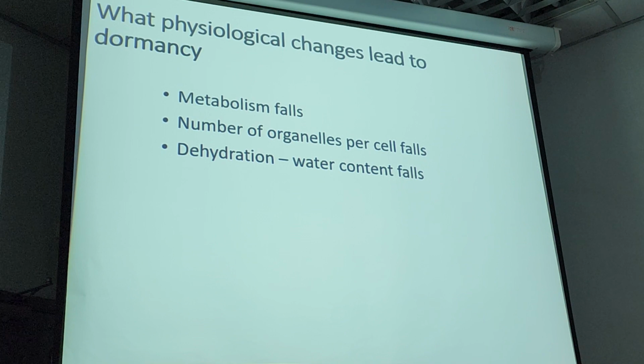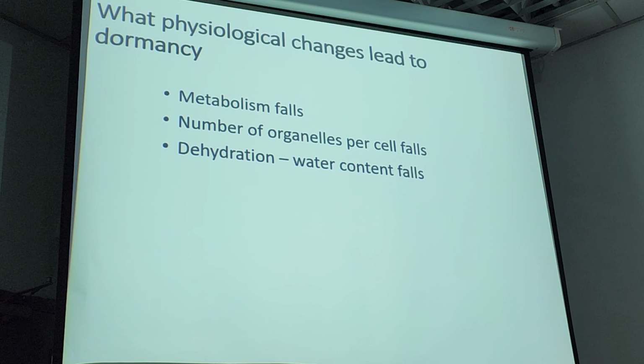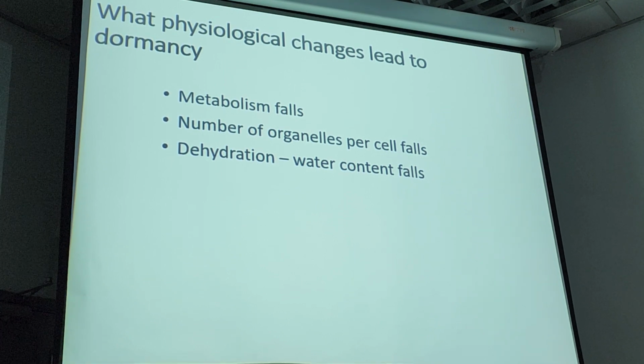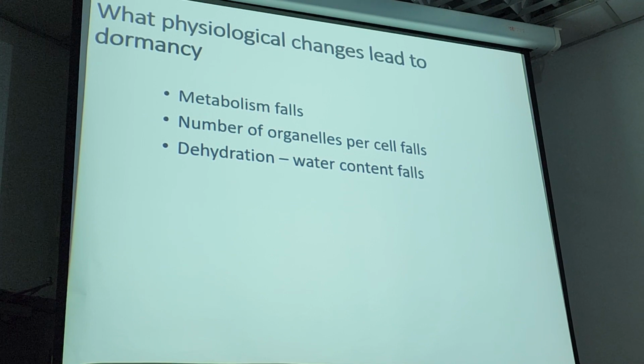Dehydration. Water content also falls, and this is actually the key. Water is the trigger here. The moment water reaches a threshold, the seed will awaken. So in order to keep the seeds sleeping, staying dormant for quite some time, just keep the water at a minimum. Not bone dry, just a minimum of it.